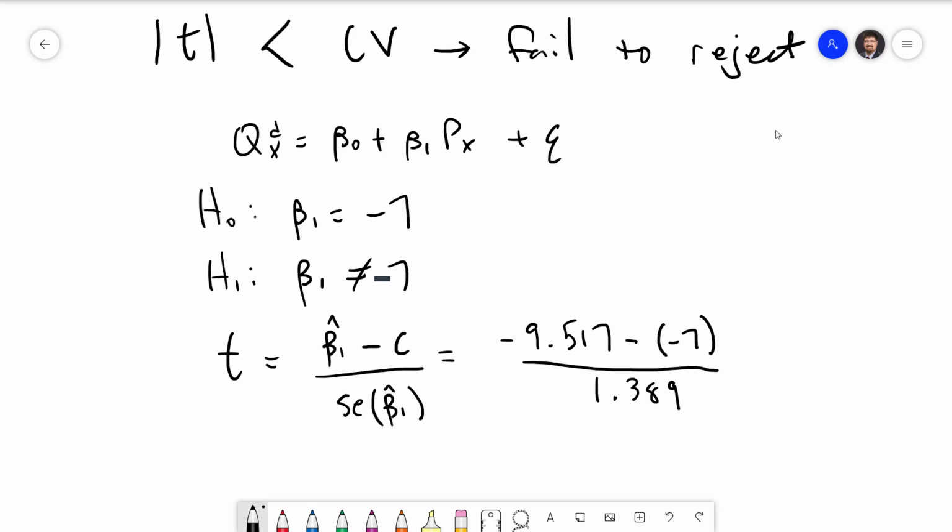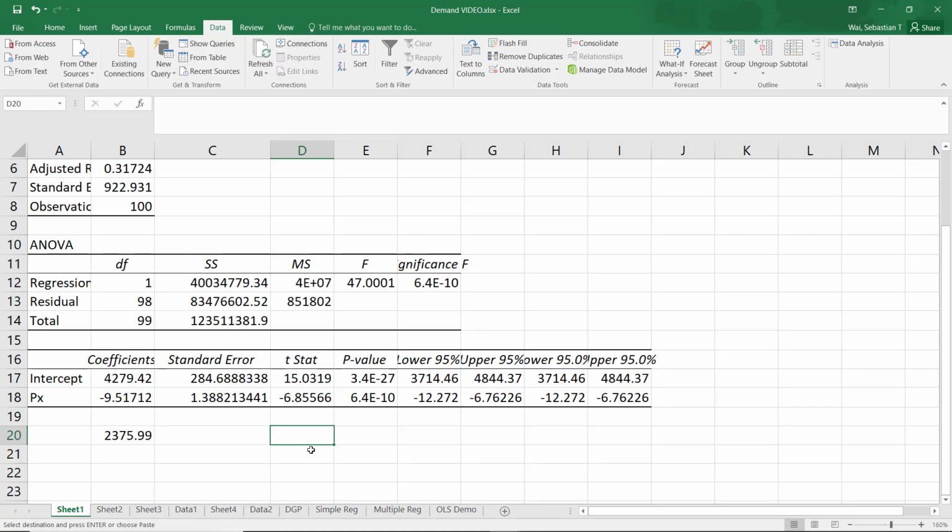I'm not going to just punch these numbers into a calculator because I want to avoid rounding. That means we're going to go back over to Excel to actually do the calculation using cell references. Back over here in Excel, let's calculate our t-statistic. So we're going to make a formula, equals, and for the numerator, we take our beta 1 hat, and then subtract negative 7. The negatives cancel out, so we just get plus 7. And then we divide that by our standard error, which is this one right here. And what we get is negative 1.813.